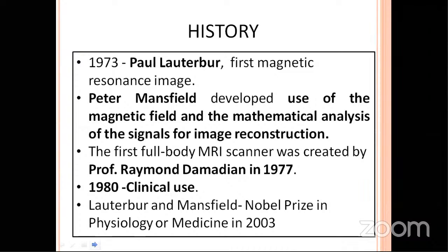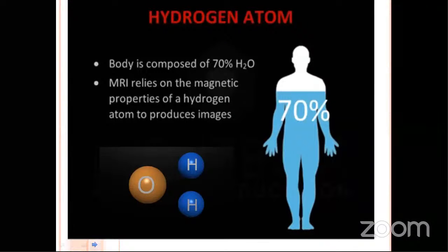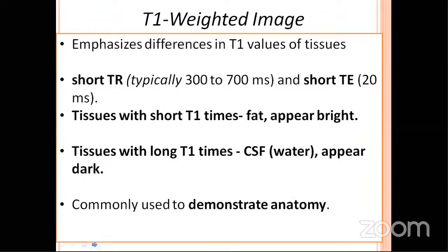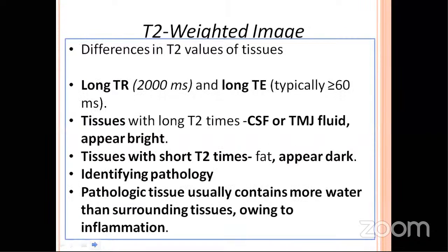So these are the persons who have contributed to the usage of MRI. And this is based upon the fact that the body is made up of 75% water, and when kept in a magnetic field, it will give signals. The resultant signals are responsible for the diagnosis of various lesions. Okay, and the T1 weighted image is one which is used to demonstrate the normal anatomy, and the T2 weighted image is one which is used to show the abnormality or the pathology.